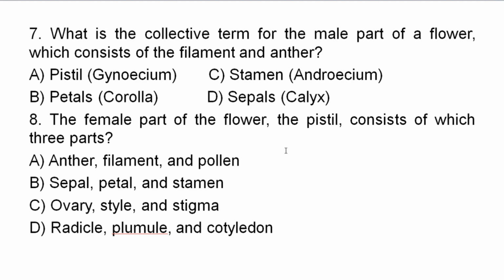Good, I think all of you got the answer. The correct answer is C. Pistil consists of ovary, style and stigma. These are the 3 parts of the female reproductive structure, the pistil. So the correct answer is C. Ovary, style and stigma are the 3 parts of the pistil.